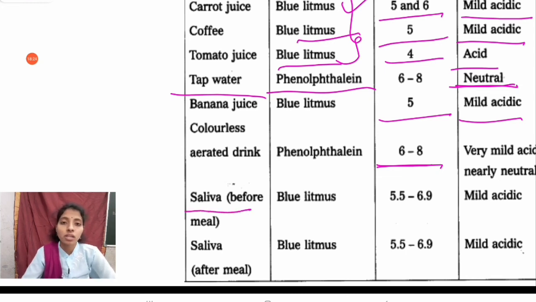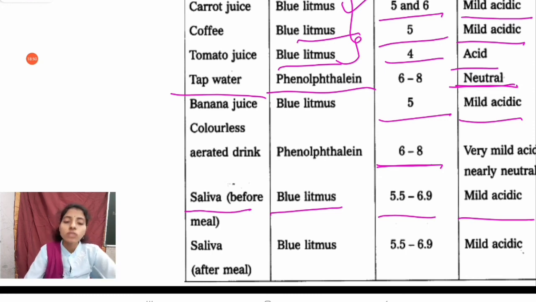Next, saliva. That means before a meal. We take meals daily, right? Before a meal, saliva. Here we will use blue litmus paper. The pH value of saliva before a meal is 5.5 to 6.9. So we can say that this is a weak acid. Saliva after a meal, again the pH value is 5.5 to 6.9. So this is also a weak acid.